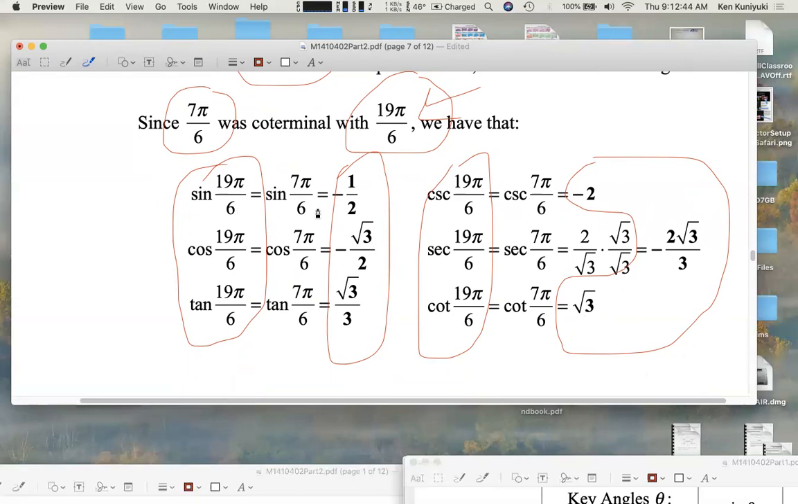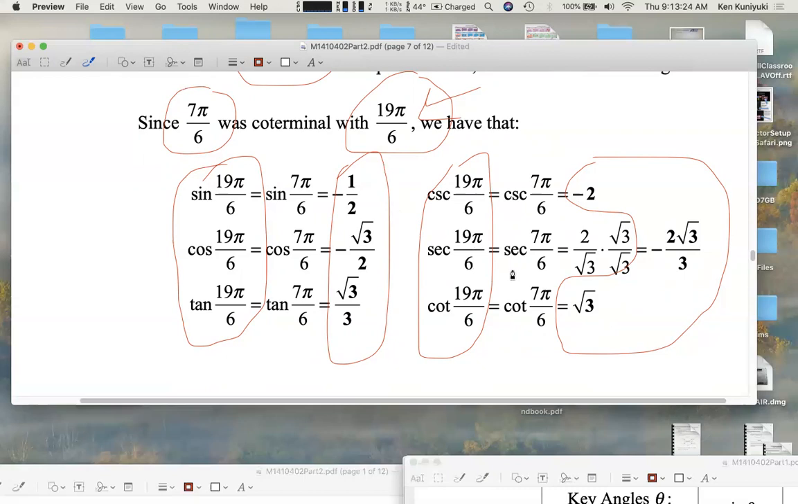Sine of 19 pi over 6, that's negative 1/2. Cosine of 19 pi over 6, that's negative root 3 over 2. Again, tangent of 19 pi over 6 stays positive, root 3 over 3. The tangent of a quadrant 3 angle, whether this or this, is root 3 over 3. Cosecant of 19 pi over 6 is negative 2. These are reciprocals again. Secant of 19 pi over 6 is negative 2 root 3 over 3. Cotangent of 19 pi over 6 is root 3, like before. Not just for 7 pi over 6, but for pi over 6, the original reference angle.